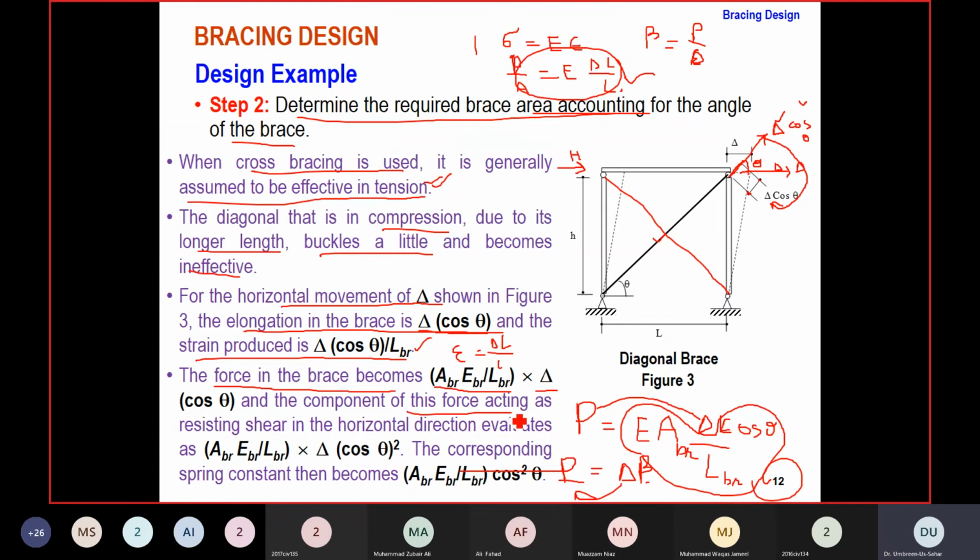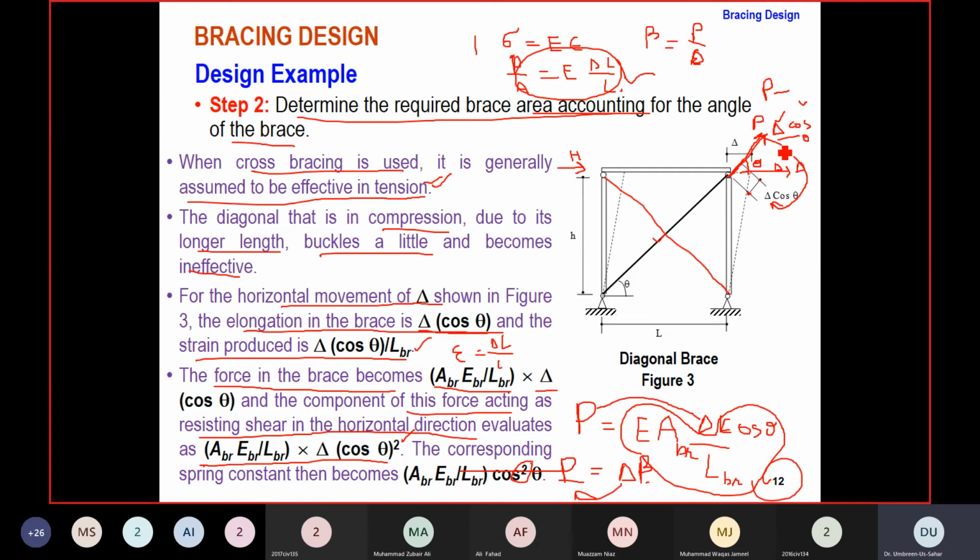So the force you can calculate like this. And the component of this force acting as resisting shear in the horizontal direction evaluates like this, with delta cos theta squared. So how do you get this square? This delta that you have already calculated is in the direction of the brace, meaning inclined. And by using this delta cos theta, you have calculated P, the force in the direction of the brace.